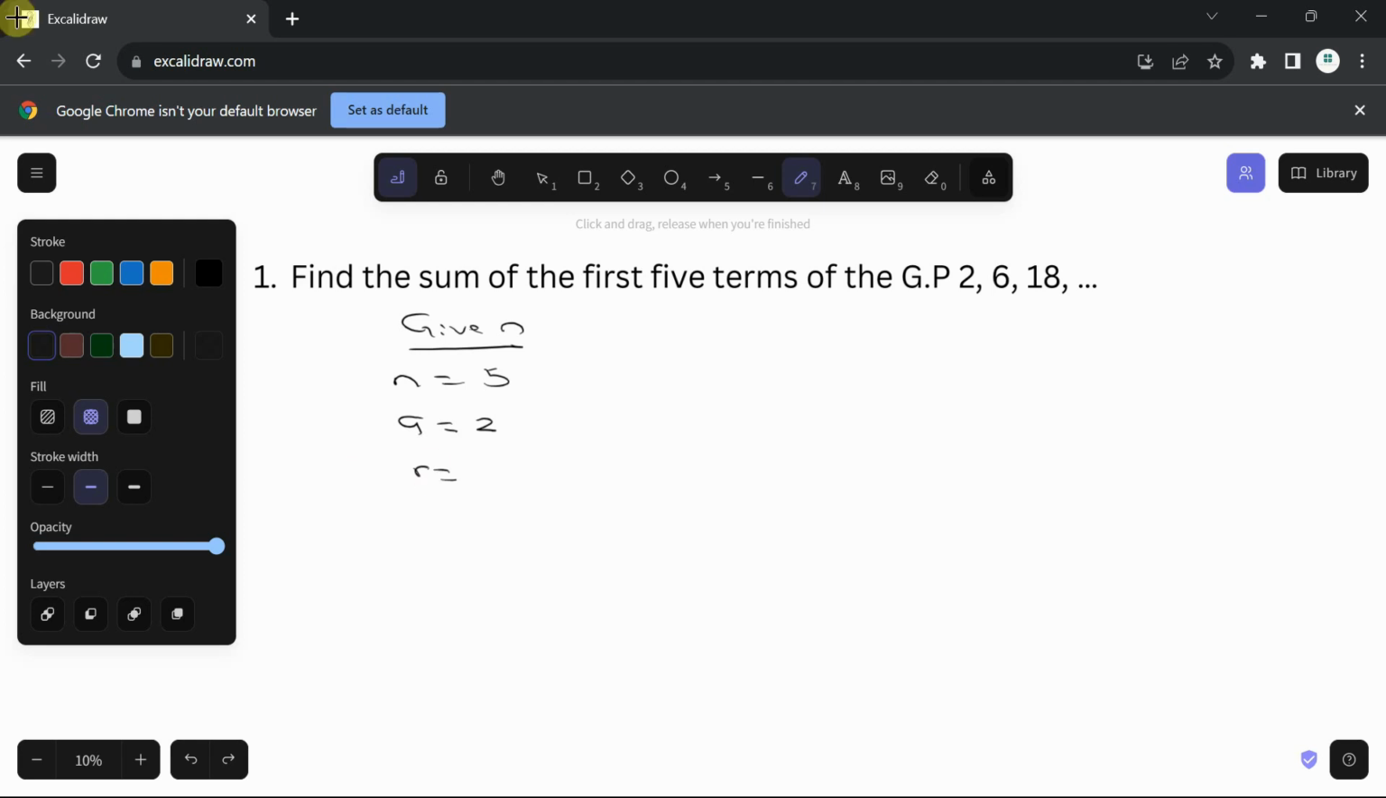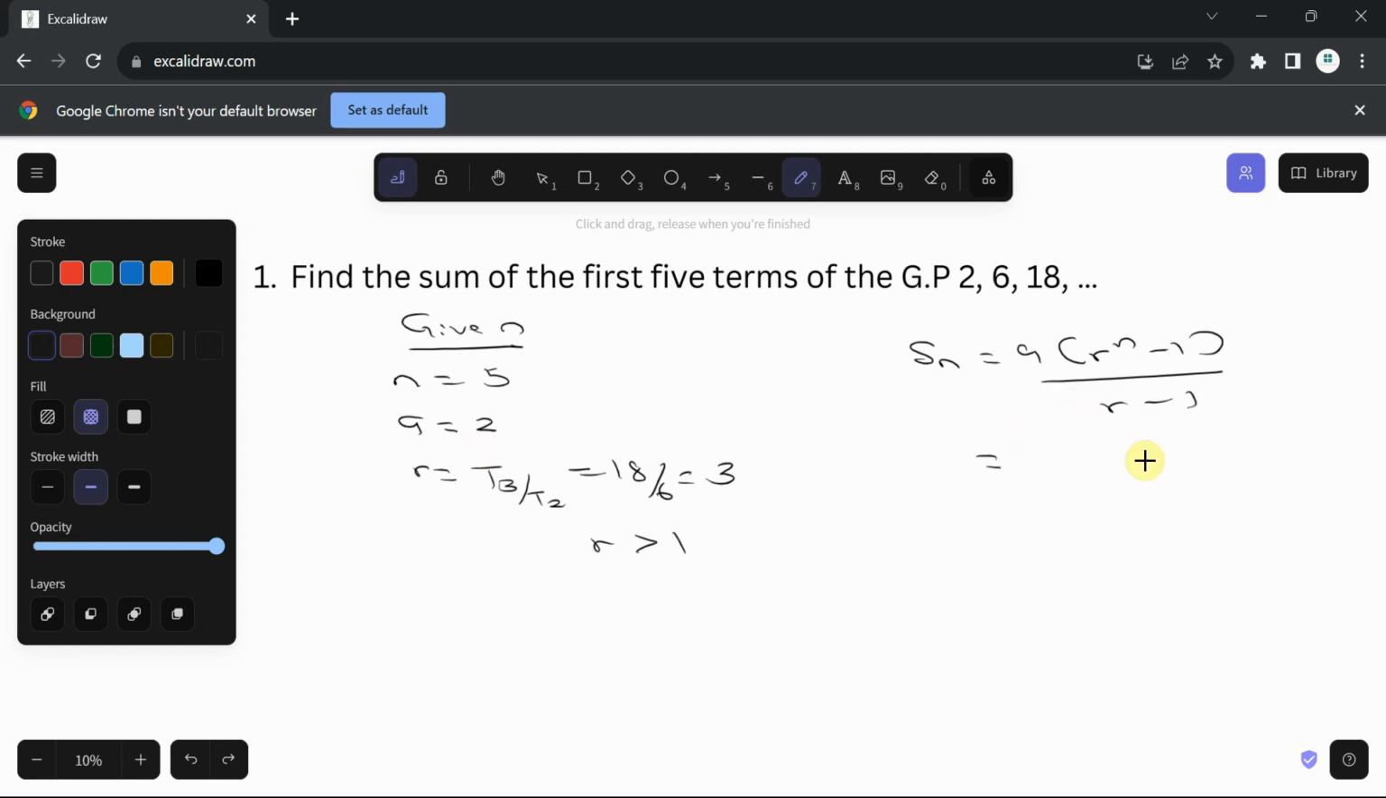Our r, what is our r? Our r can be T2 divided by T1 or T3 divided by T2, since it's a common ratio. So let's say T3 divided by T2. And that will give me 18 divided by 6, and that is equal to 3. So I have all of these. Now our r here is greater than 1. So the formula that we're going to use is Sn is equal to a times r^n minus 1 all over r minus 1.